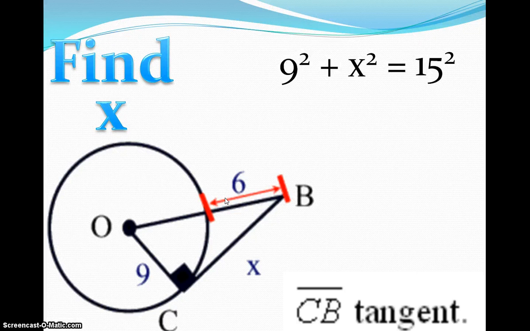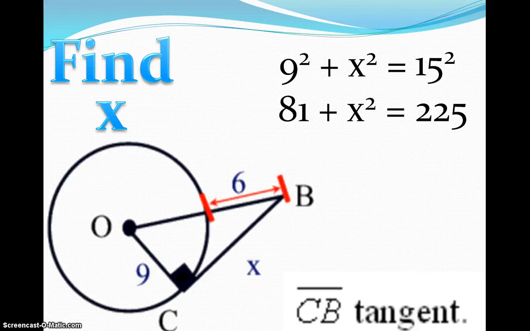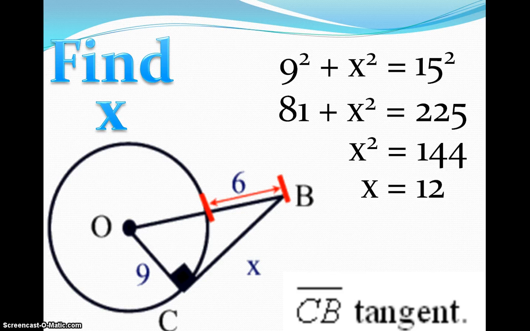Using basic math after that, I would get 81 plus x squared is equal to 225. I would subtract 81 from both sides and then take the square root, so that I would get x is equal to 12. And you should have been able to do that.